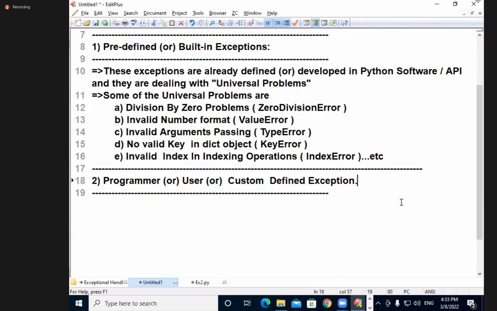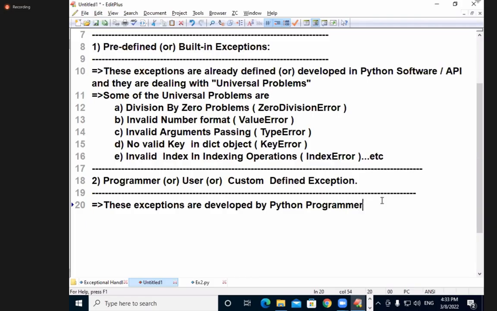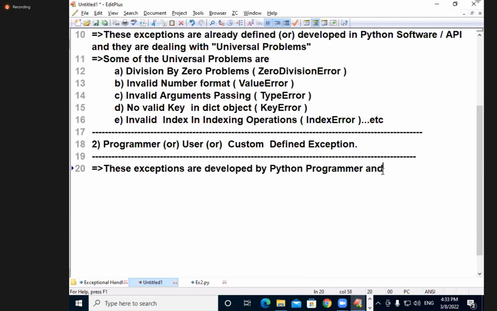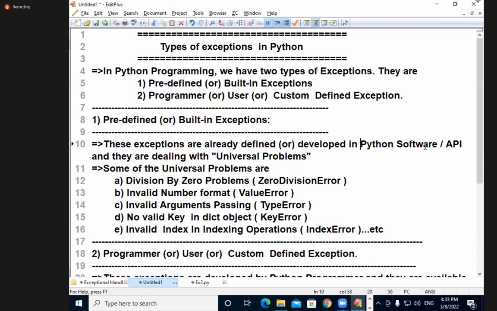Yes, students. Now I am writing these exceptions. Who will develop them? These exceptions are developed by the Python programmer. Even in Java it is the same thing; the Java programmer will develop them. A lot of importance is there in Python as well as in Java. Developed by Python programmer, they are available in Python projects, students. In your projects they are available, not in Python software.